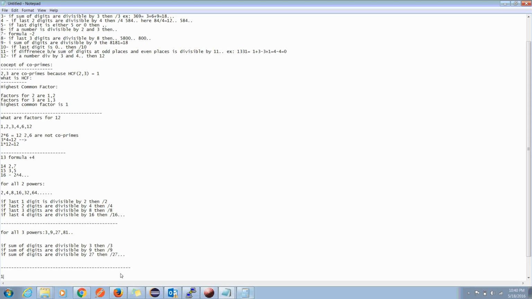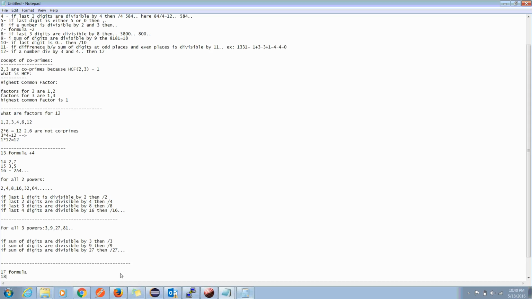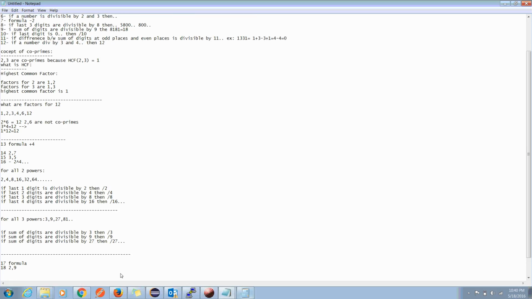For 17 there is a formula. 18 is 2 and 9, which are coprimes. 19 has a formula because it is a prime number.